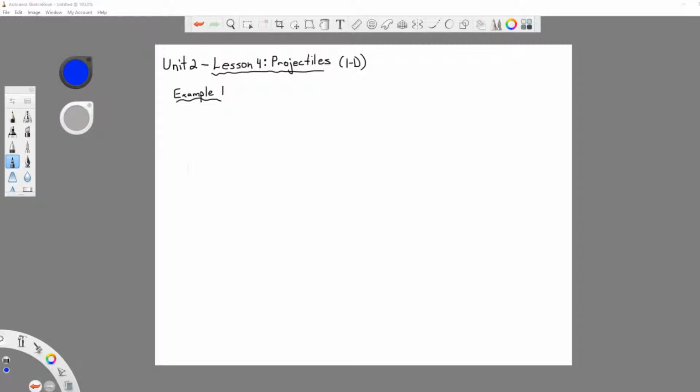So question 1 is actually throwing a ball straight up at 47 meters per second. Then we want to determine the time it takes for it to return to the same height.